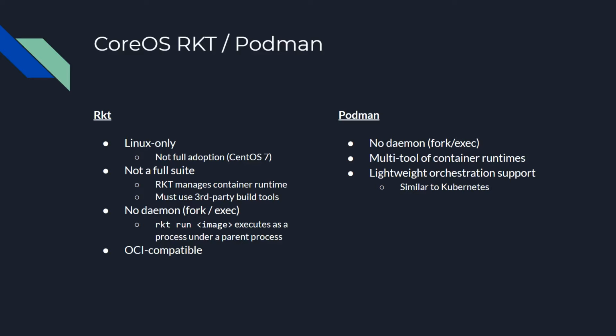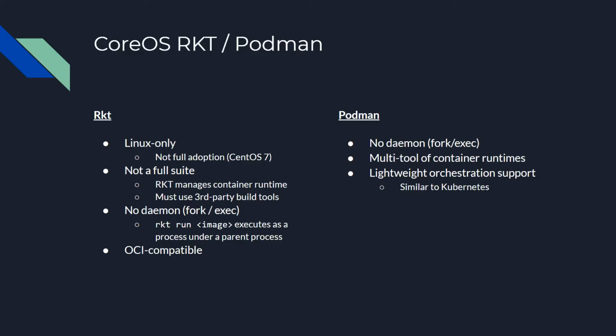One thing that sets Rocket and most container runtimes apart from Docker is that they do not use a daemon. They use a fork exec model. So if I'm running Rocket as process 1000, let's say on a Linux machine, and I execute a Rocket run command, it's going to execute as a child process under me. So it might be process 1001, whose parent process is 1000.